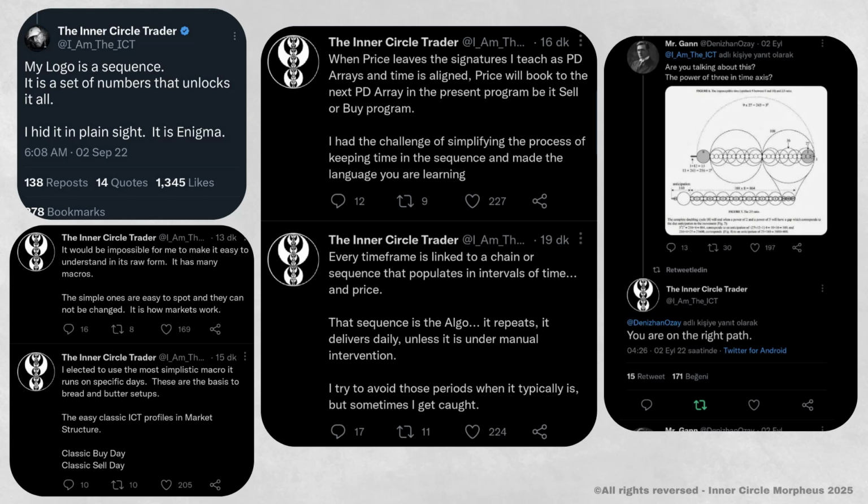Just at that moment, ICT came up with his interesting tweets back in late 2022, where he talked about his logo, that he hid in plain sight, and came up with tweets that explained the macros of the algorithm. And since I had been working on the time axis, these tweets were a goldmine for me. I believed that it was finally the time to know the unknown, and everything started to click for me in terms of understanding the time axis in the financial markets.